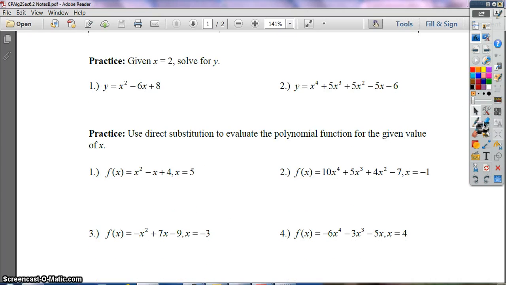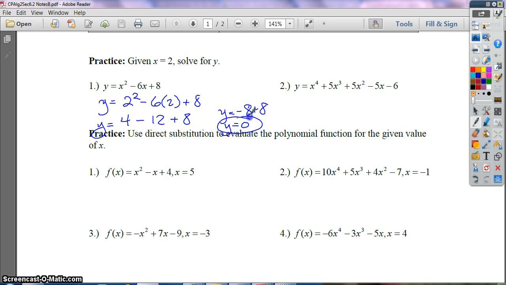So the first part that we're going to practice here is we're going to substitute 2 in for x, and then we're going to solve for y. So this is going to be y equals 2 squared minus 6 times 2 plus 8. Order of operations, exponents is 4, then multiply, which will give me 12, and then I'm adding from left to right. So this is negative 8 plus 8, which we know is 0.